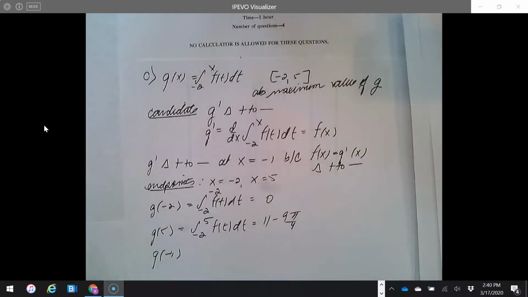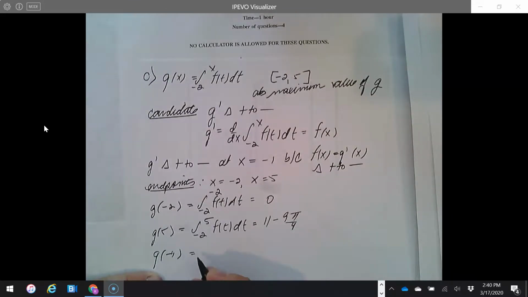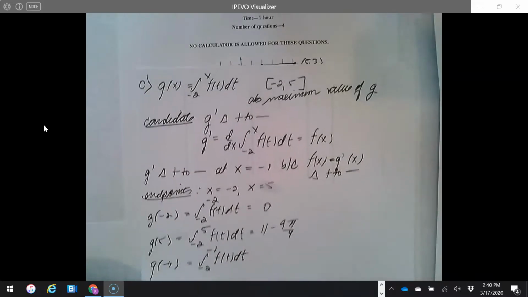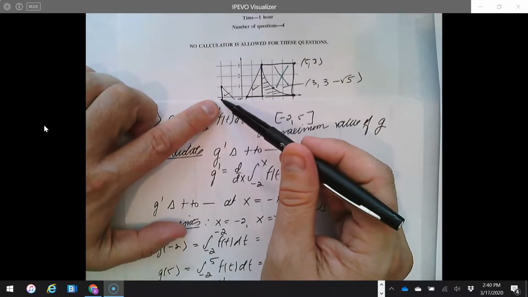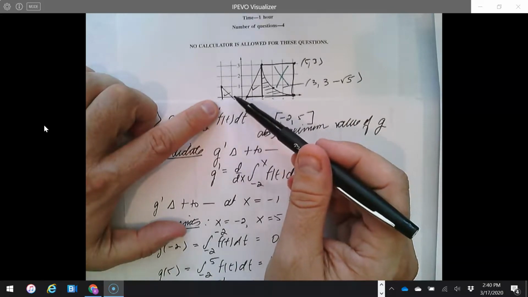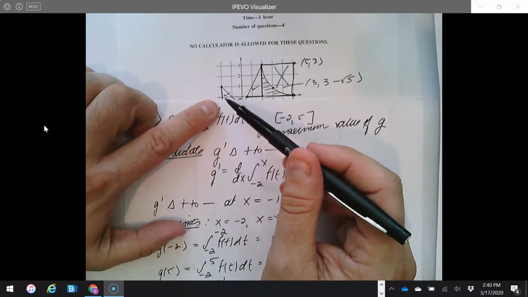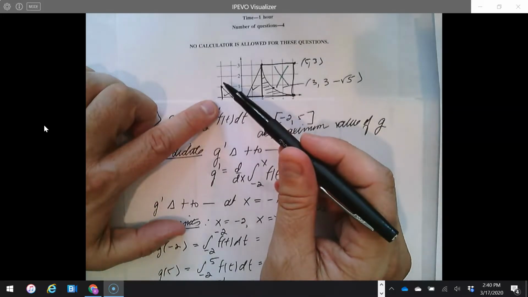And finally, we need to evaluate g of -1. Well, that is the integral from -2 to -1 of f of t dt. To do that, I'm going to look at my graph from -2 to -1. That's this little triangle here. The base is 1, the height is 1.